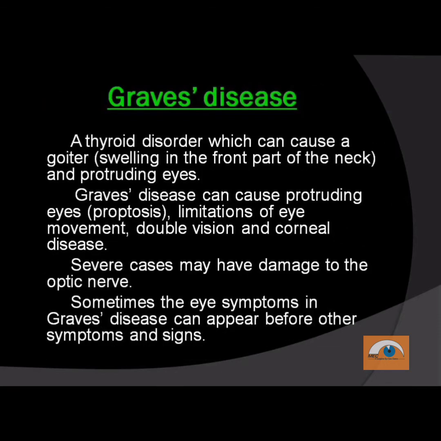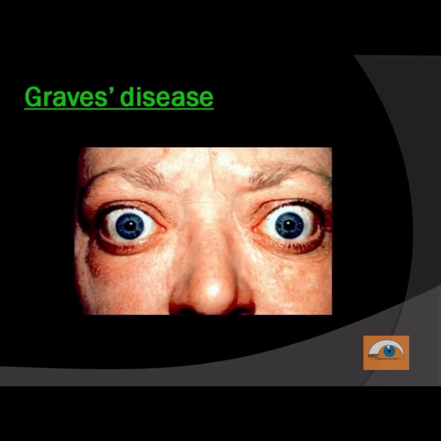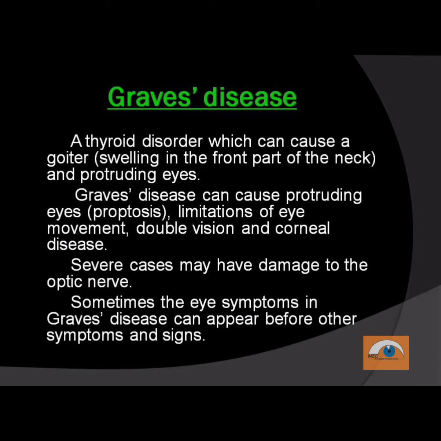Graves' disease. A thyroid disorder which can cause a goiter, swelling in the front part of the neck. Graves' disease can cause protruding eyes, that is, proptosis, limitations of eye movement, double vision and corneal disease. Severe cases may have damage to the optic nerve. Sometimes the eye symptoms in Graves' disease can appear before other symptoms and signs.